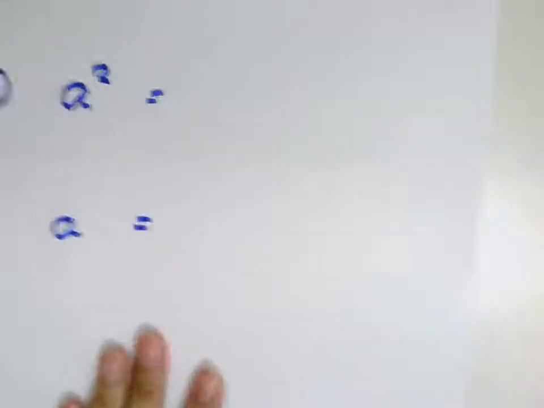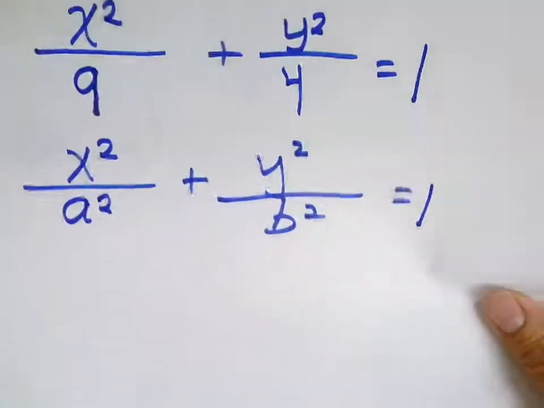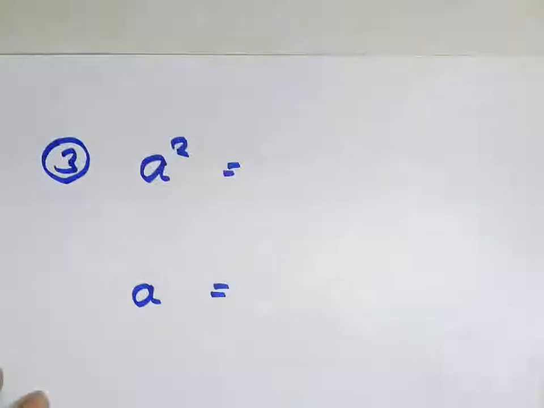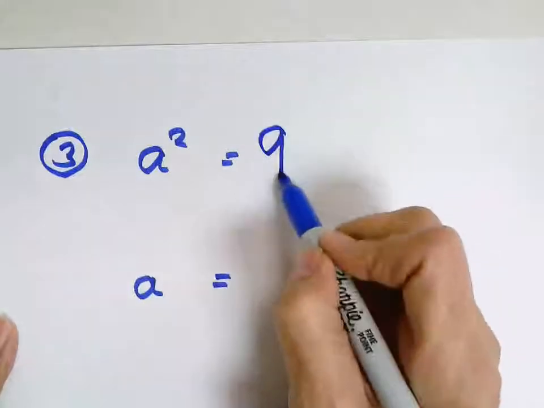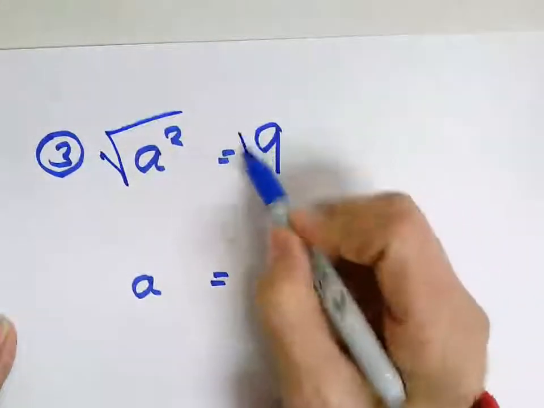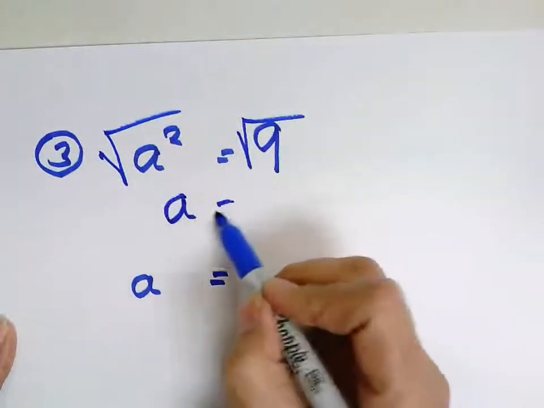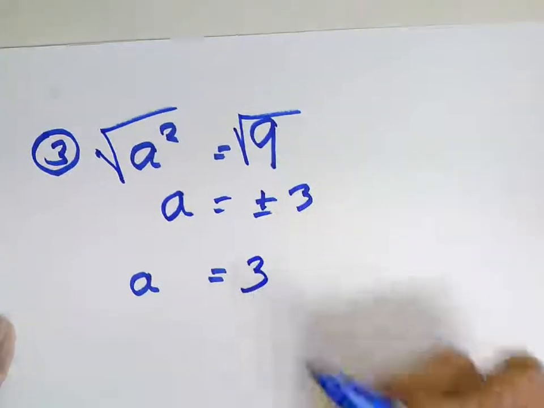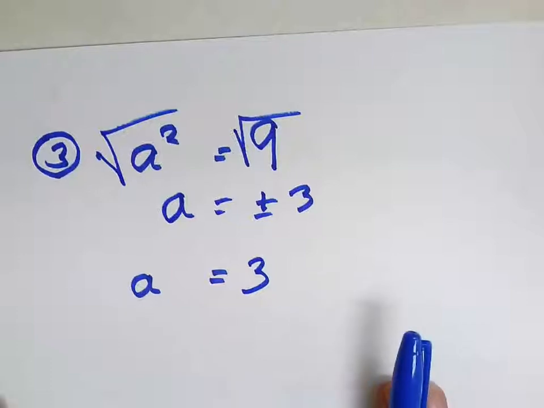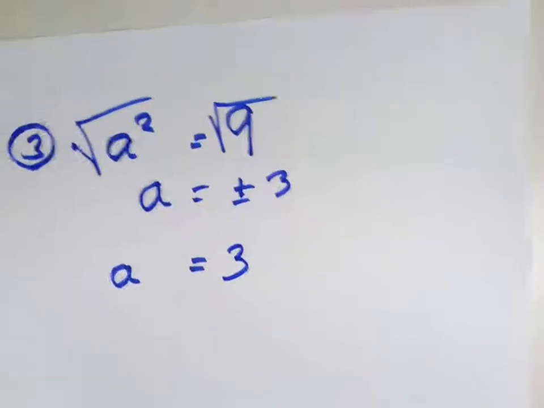Okay, the third question that I'm going to ask is, what is the a squared? Well, remember the a squared is always the larger denominator. So the a squared is equal to 9. And if you take the square root of both sides, you get a to be plus or minus 3. But we're talking about a distance, so the a is 3. I'll talk about the minus part in just a little bit here. So the a is 3.